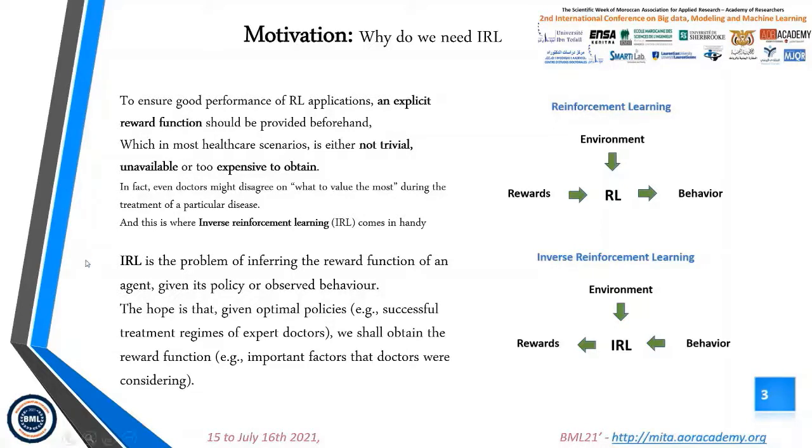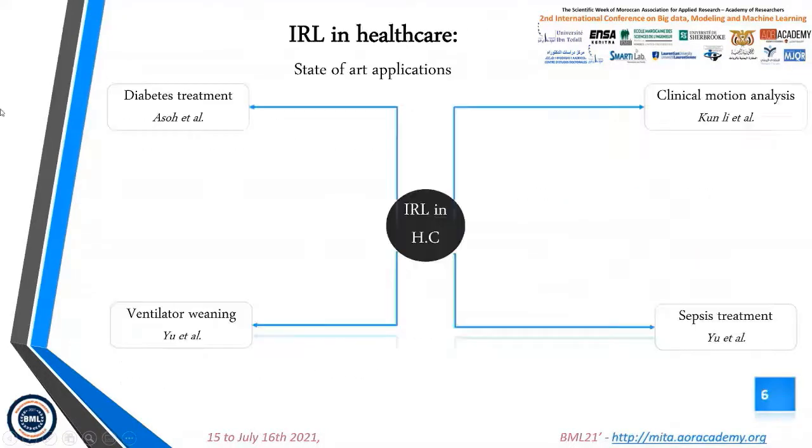So IRL is the problem of inferring the reward function of an agent given its policy or observed behavior. The hope is that given optimal policies, such as a successful treatment regime of expert doctors, for example, we shall obtain the reward function. That is, for example, important factors that doctors were considering during the treatment.